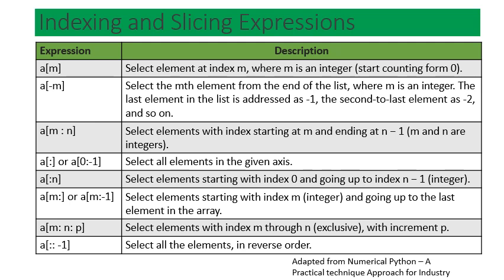So a[m:] or a[m:-1] selects the elements starting from the index m going to the last element in the array, where a[m:n:p] is the selection with the index going through with n exclusive, with increment p. So p becomes the increment, and a[::-1] selects all elements in reverse order. So these are some of the slicing expressions.